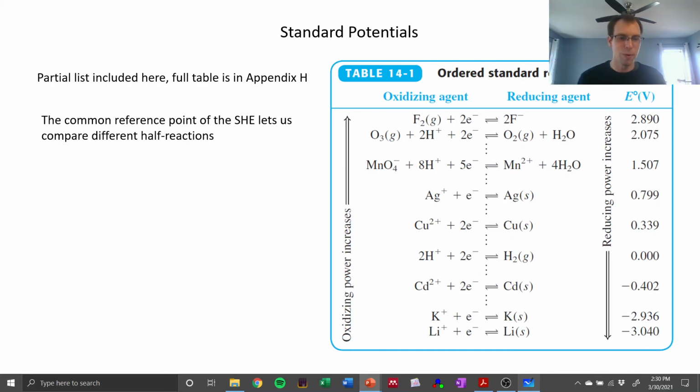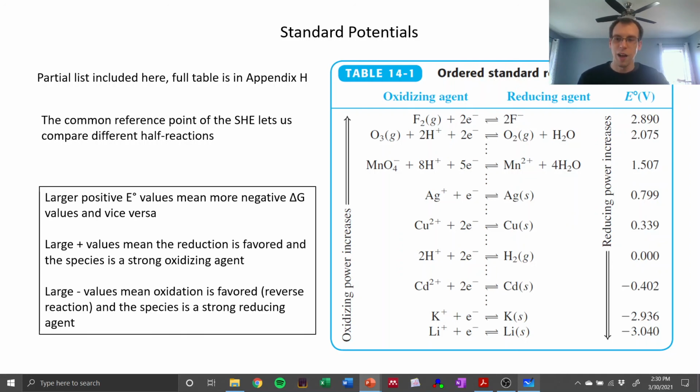Whereas the things at the bottom of the table, the reaction would rather proceed in reverse. So lithium would rather not be a solid, it would rather react and form lithium plus and give up an electron. So it is a strong reducing agent. It readily gives up electrons. So that's just summarized right here. Large positive values mean the reduction is favored and the species is a strong oxidizing agent. Large negative values mean oxidation is favored, the reverse reaction, and the species is a strong reducing agent. And then all of this is referenced relative to what we see here in the middle, our standard hydrogen electrode, which by definition we define as having a potential of 0 volts.